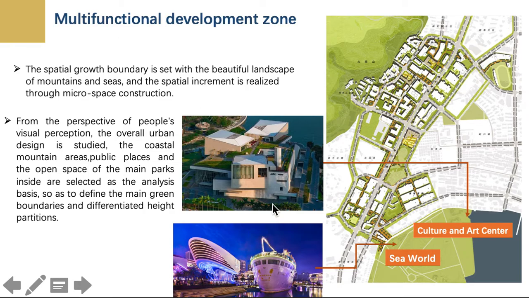This is the Cultural and Arts Center in there, and this area is the seaward. From the perspective of people's visual perception, the overall urban design is studied. The coastal mountain areas, public places, and the open space of the main parks inside are selected as the analytic spaces, so as to define the main green boundaries and the different height partitions.